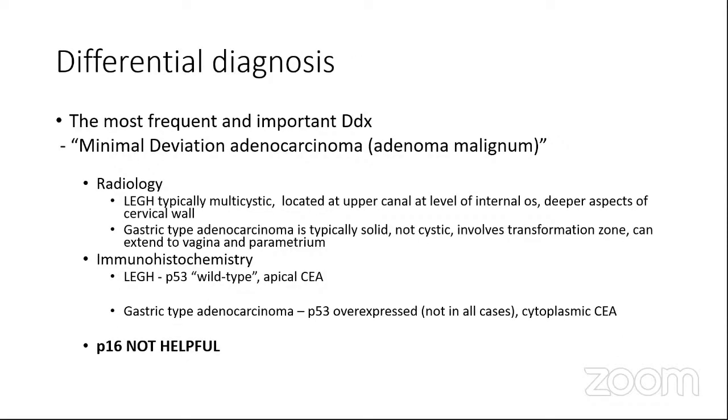There was a lot of literature around differentiation from minimal deviation adenocarcinoma. We don't use that terminology anymore; now they're all just called gastric type adenocarcinoma. Radiologically, you can sometimes make that distinction, where LEGH is more multicystic and gastric type tumors are more solid. And with immunohistochemistry, LEGH has wild type P53 and apical CEA expression, whereas about half of gastric type adenocarcinomas have aberrant P53 with more of a cytoplasmic CEA, but sometimes it can be very difficult to make that distinction. And of course, P16 is not helpful in this case because these tumors are not related to HPV.